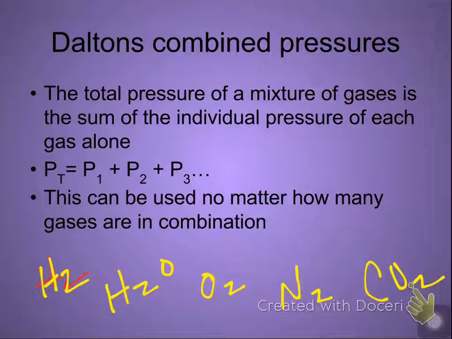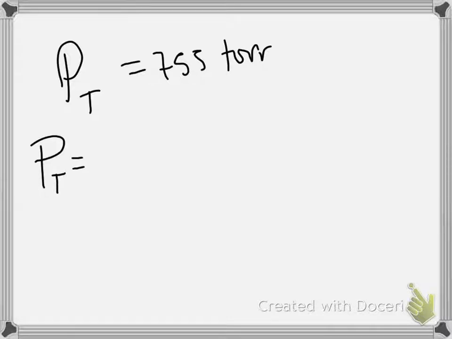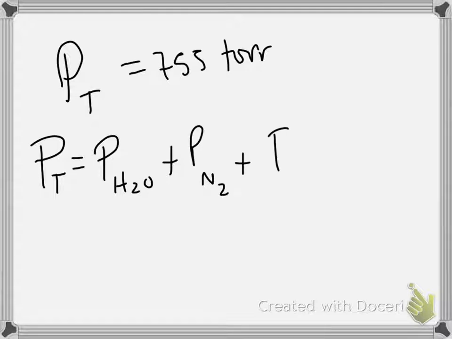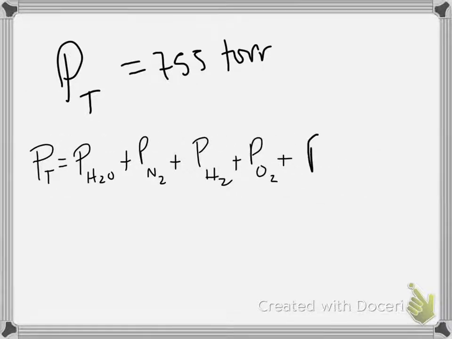So if the entire collection of gases in your balloon is sitting at atmospheric pressure, which today is probably, we could read it, but let's just assume it's 755 torr, then the pressure inside that balloon is the sum of the individual pressures. So we could take out the pressure of the water vapor and the pressure of the nitrogen and the pressure of the hydrogen gas and the pressure of the oxygen, and the pressure of the CO2. We can figure out those individual pressures.